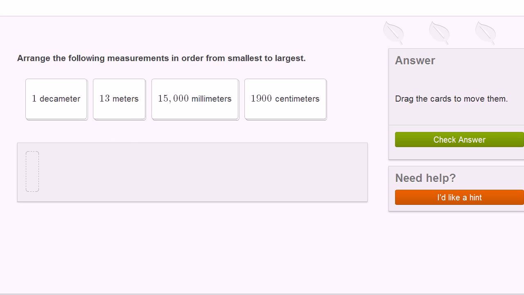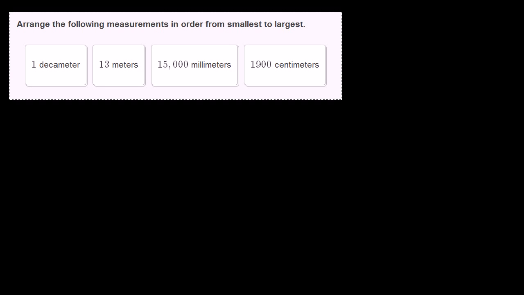So let's do that. This is just a screenshot of that exact same screen we just saw there. And so let's just convert each of these into meters. So the first one we have right over here is one decameter. So we have to remind ourselves what deca even means. Well, deca is equal to 10 meters.